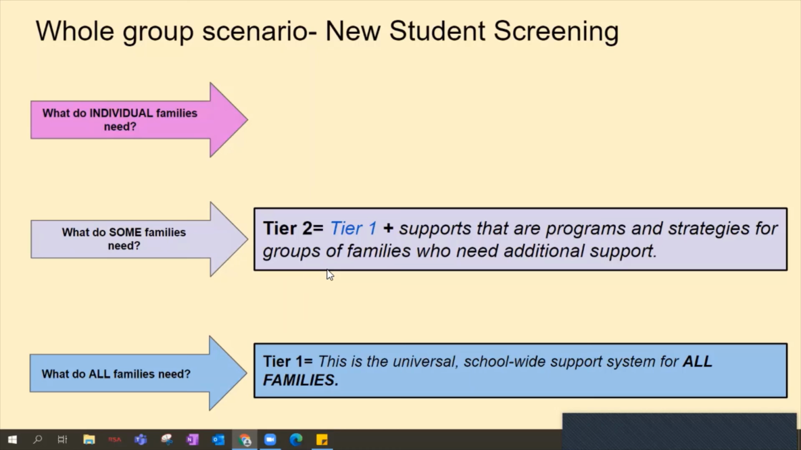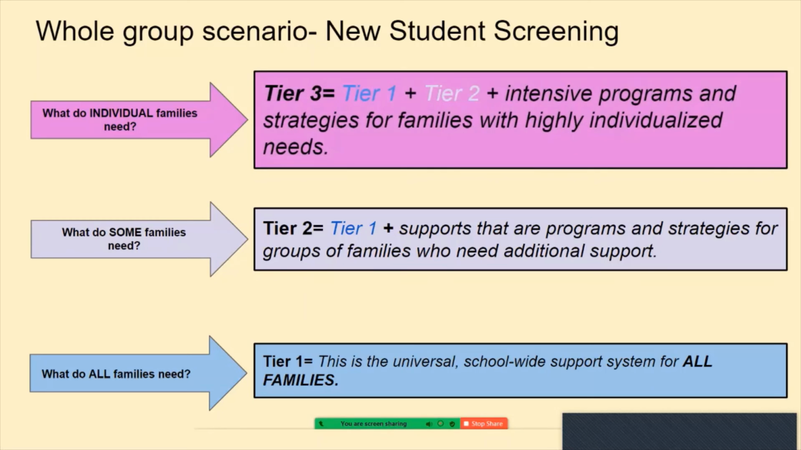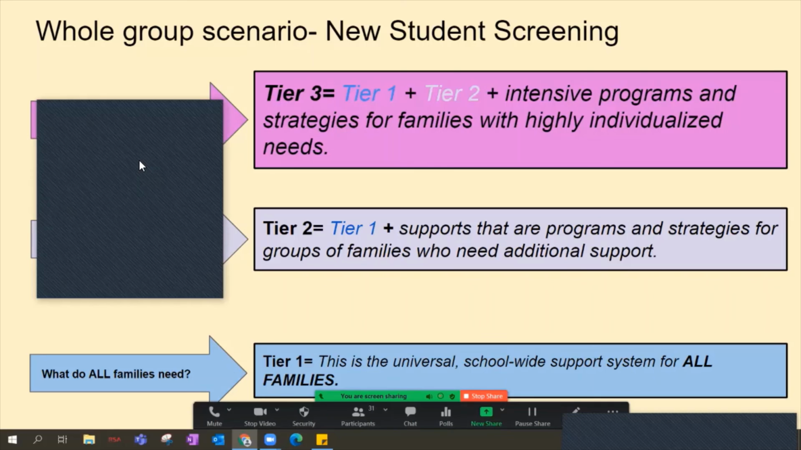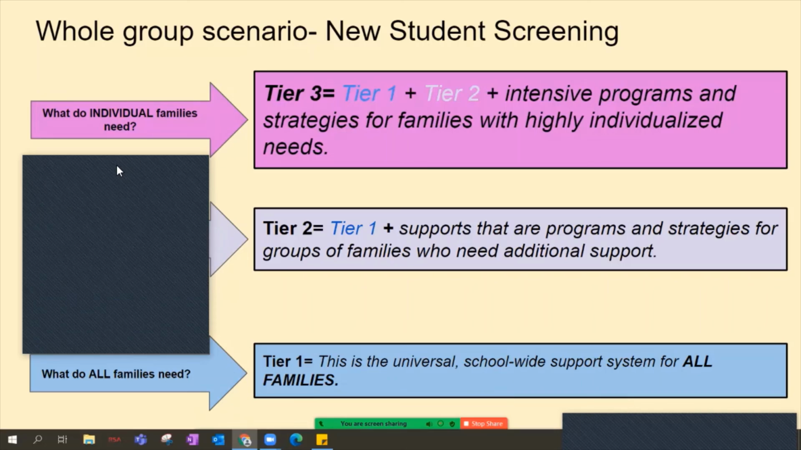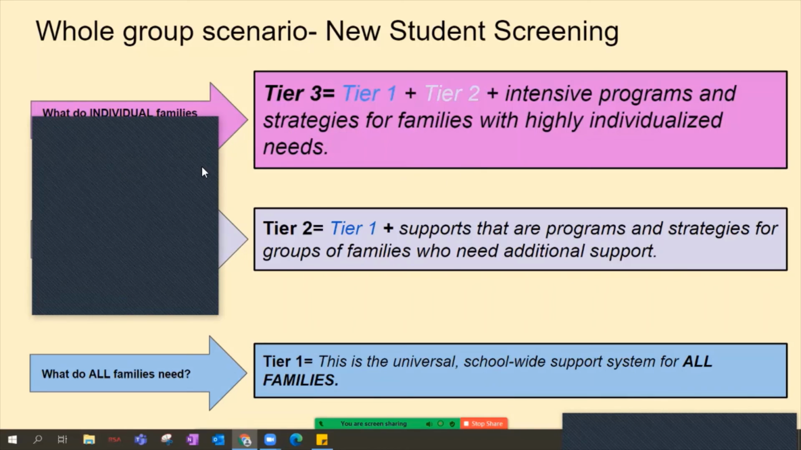However, we still have two families who have not responded to sign up. And they weren't responsive to your tier two support, whether it was a phone call home or what have you. Now we have two families who appear to need an additional layer of support to get them engaged in attending their new student screening. So let's think of a more intensive strategy for those two families who have highly individualized needs that you need to support. So take a moment to type it in the chat box.